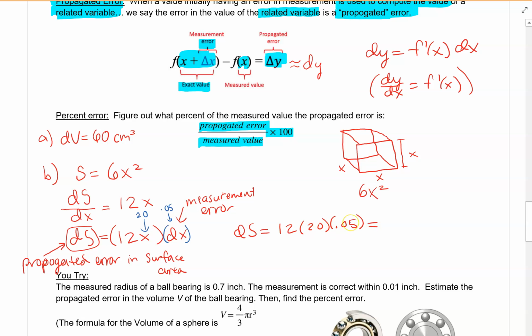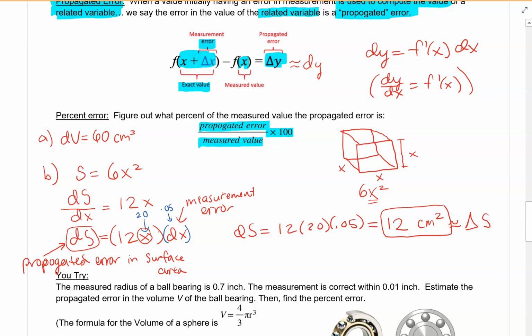So when I simplify that all out, this is all eventually equal to 12. Now, since this is referring to surface area, it's going to be centimeters squared, right? Because I was multiplying x times x. So it gives me centimeters squared. So that is the approximate change between the true surface area and the surface area we measure by using my measured value of 20 for the edge length.